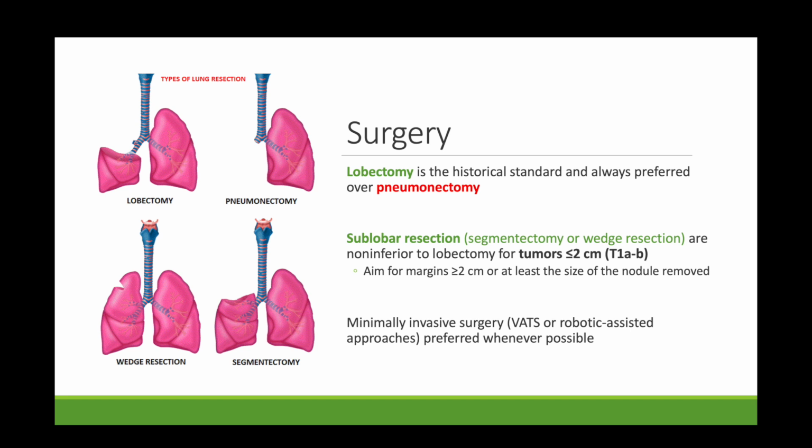What we need to do is aim for margins of at least 2 centimeters or at least the size of the nodule that we removed if we are pursuing a sublobar resection. But this is an option for patients with 2 centimeter or smaller tumors. And whenever possible, we try for minimally invasive approaches, so video-assisted or robotic-assisted approaches, minimally invasive whenever possible.